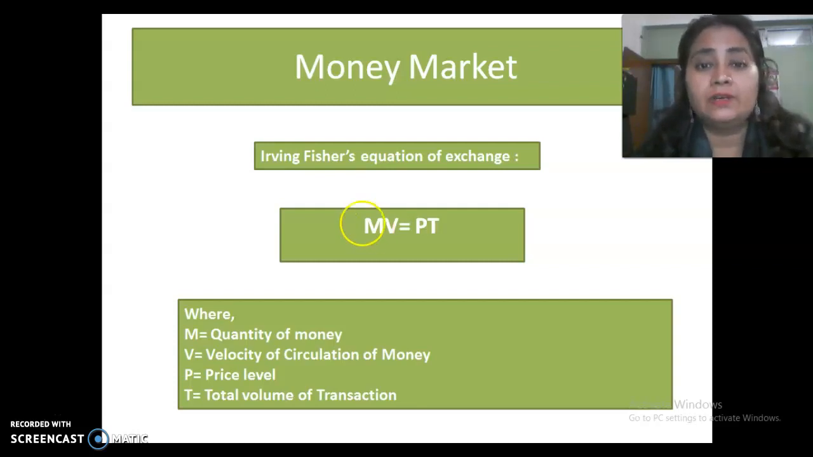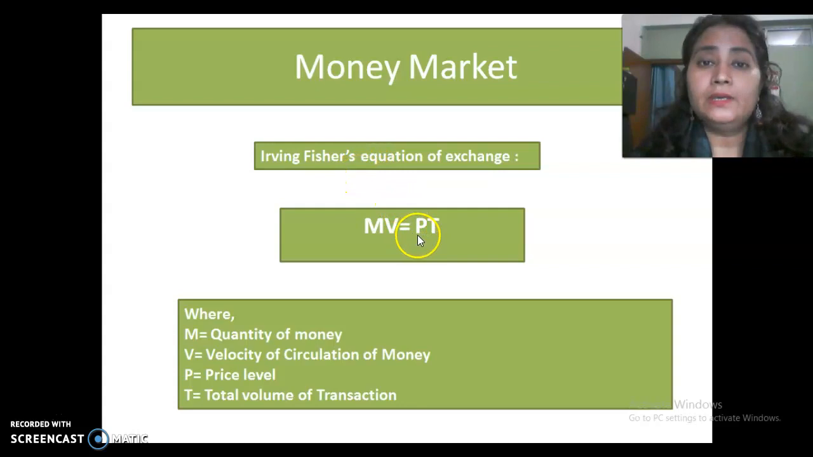If the quantity of money supplied by the monetary authority is rupees 10, and if that rupees 10 is used four times to conduct four different types of transactions, then what will be the total supply of money? That will be 10 multiplied by 4, that is 40. Now it indicates the total money supply in the economy.